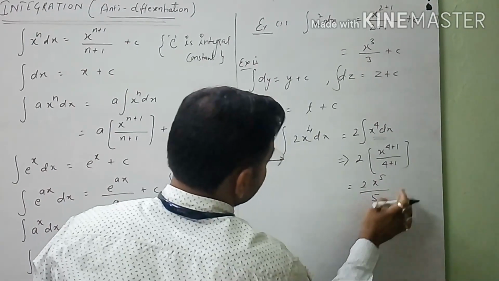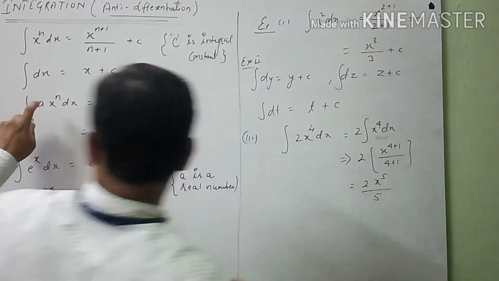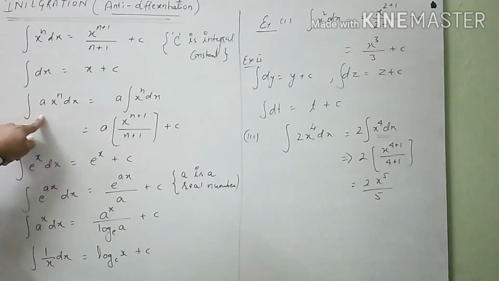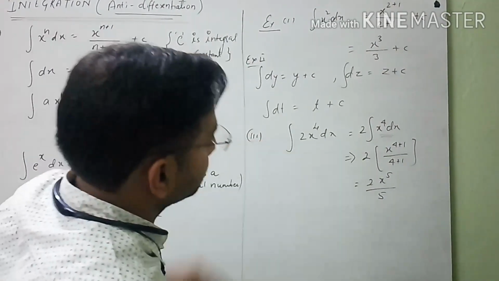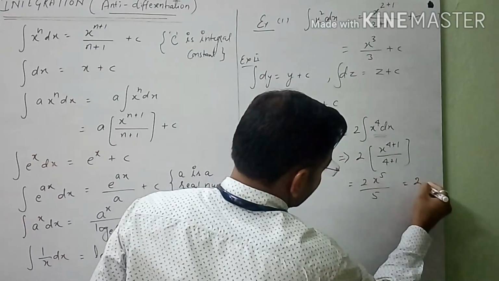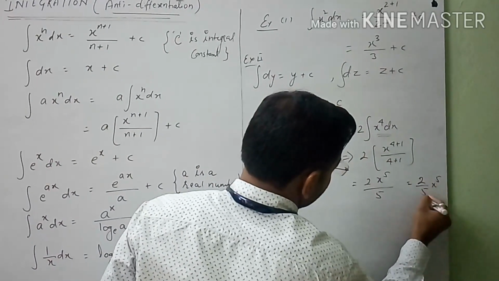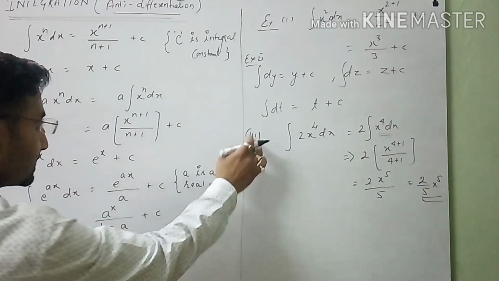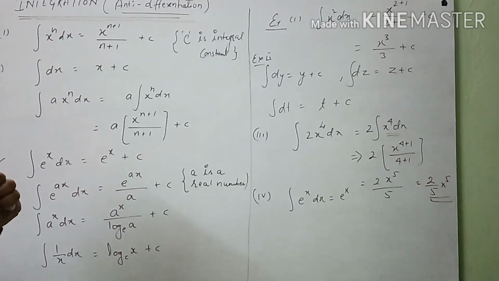So this is the solution for this type of question. Clear? So the answer is 2 by 5 of x raised to the power 5. Now, after this third, you should remember this formula directly.